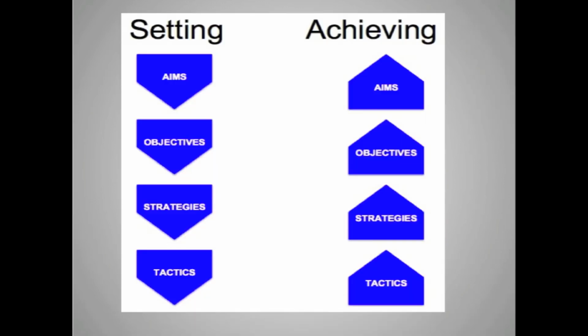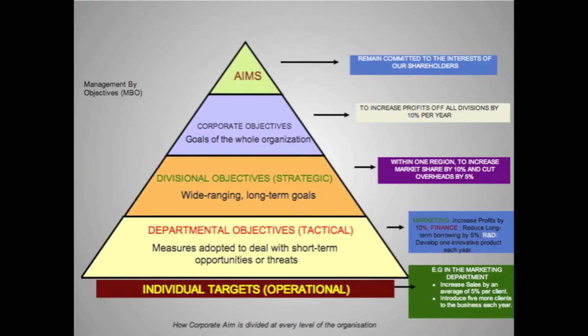In this image, the four factors we have learned previously are related to setting and achieving objectives. To begin with, we have the individual targets. At the bottom of the pyramid, we have the departmental objectives, measures adopted to deal with short-term opportunities or threats. Then we have the divisional objectives, wide-ranging and long-term goals. Moreover, we have the corporate objectives, goals of the whole organization. And finally, we have the aims. In the aims, they remain committed to the interests of our shareholders.